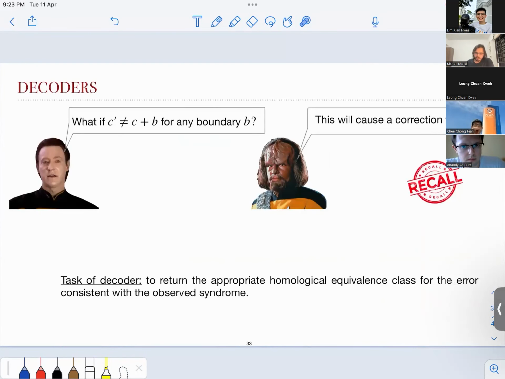Or in topological language, we know that if your correction chain C prime, and the chain corresponding to the noise C, are such that C prime is not equal to C plus boundary, where boundary is a stabilizer, then you have an error. So basically the task of a decoder is to return the appropriate homological equivalence class for the error consistent with the observed syndrome. If you don't remember this, it's okay, no problem.